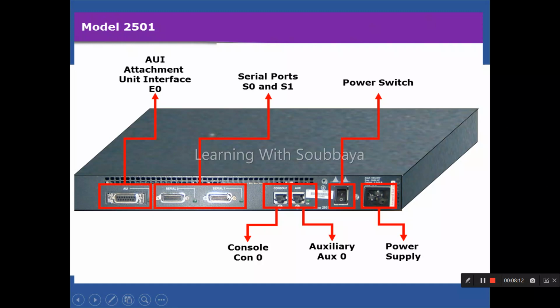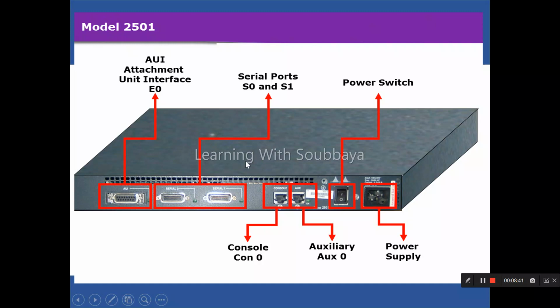AUI, serial port available here. Serial port, console port, auxiliary port, power supply. So in this 2501 model, we have the power supply available here, the on-off switch, console port, auxiliary port. Then we have a serial port available, and also we have AUI. These are the components available in the 2501 model.